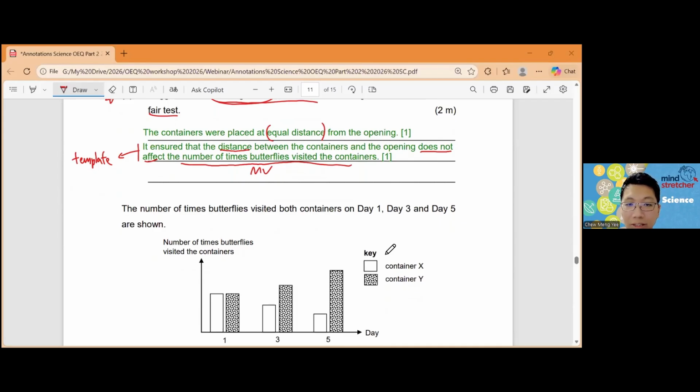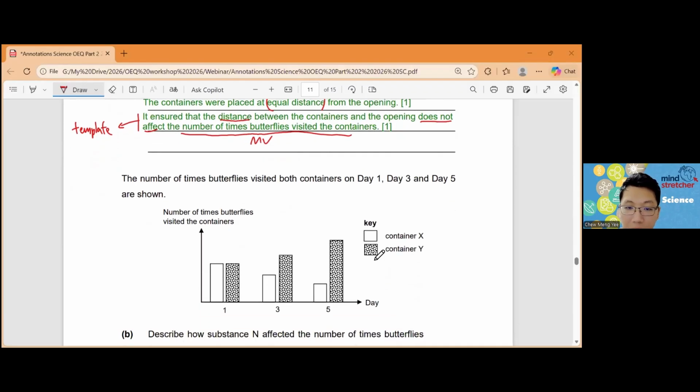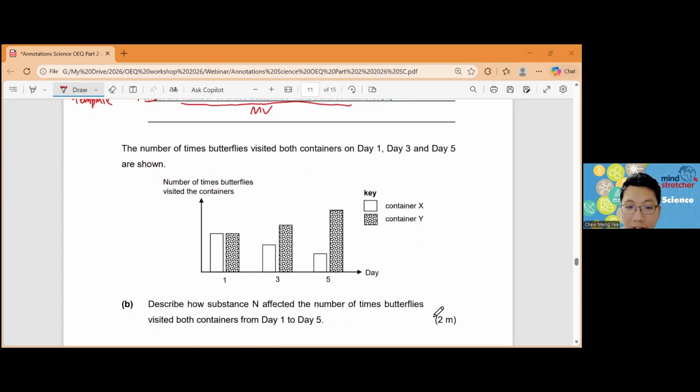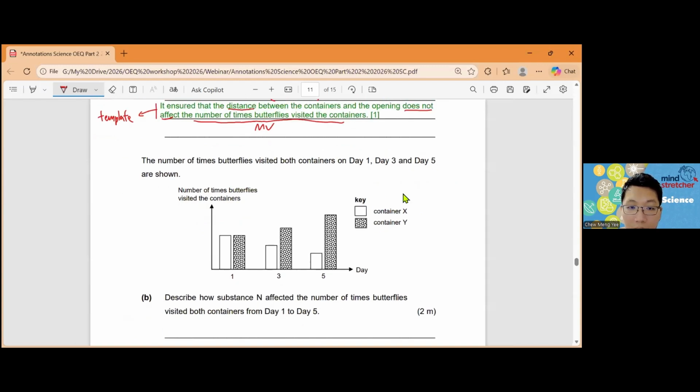The number of times butterflies visited both containers on day 1, 3, 5 are shown. So we want to describe how substance N affected the number of times butterflies visited both containers. Let me zoom out so that some of you can still copy. So again, it's a describe how. So again, it's a relationship. Now, for this, you have to analyze the graph.